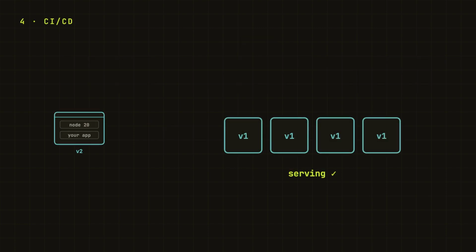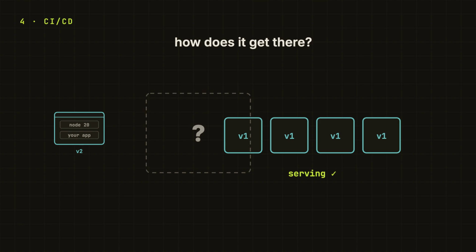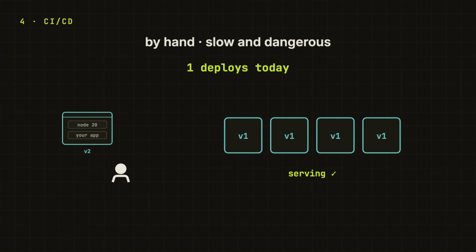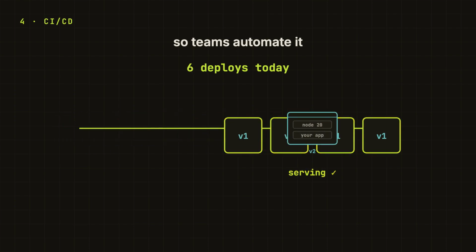Okay, so our code is written, packaged in containers. Now, how does a new version actually get onto the live servers safely and ideally many times a day? Doing this by hand is slow and dangerous. So, teams automate the whole thing, and that automation is called CI/CD.